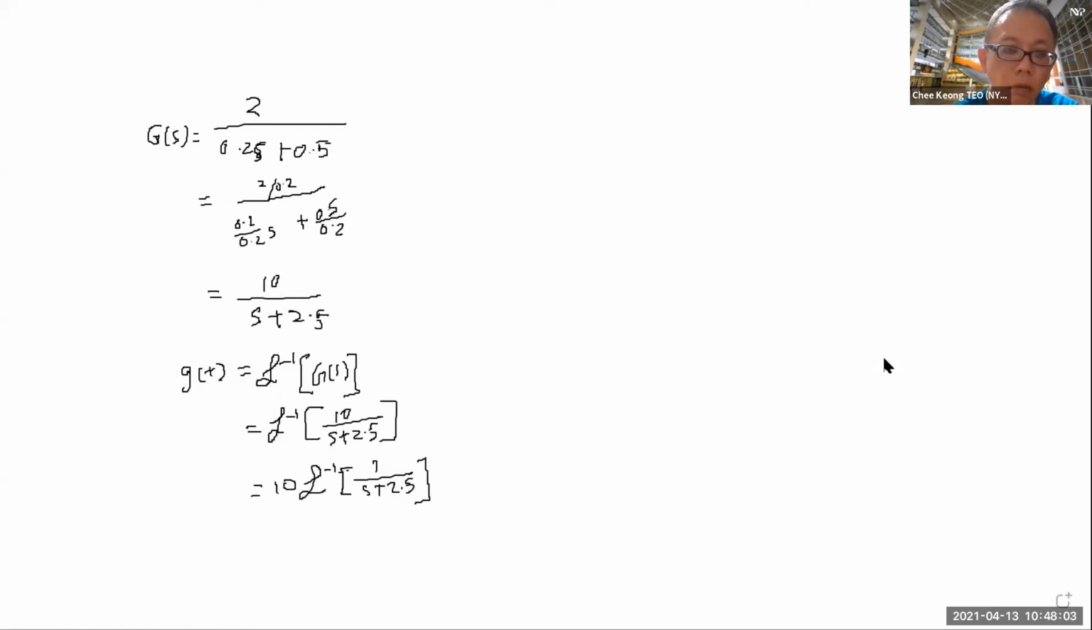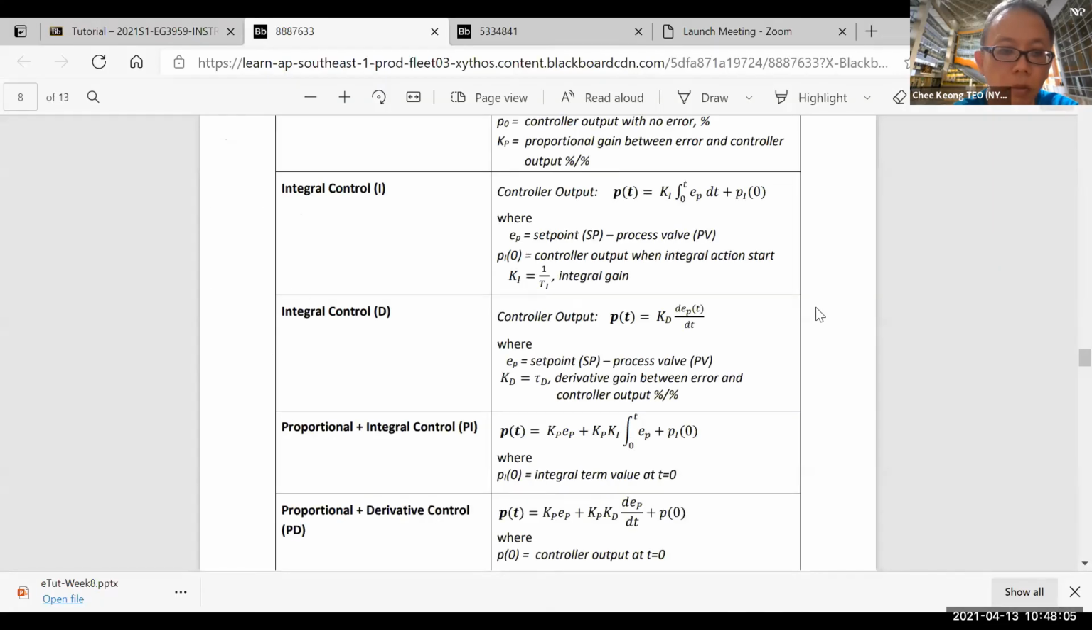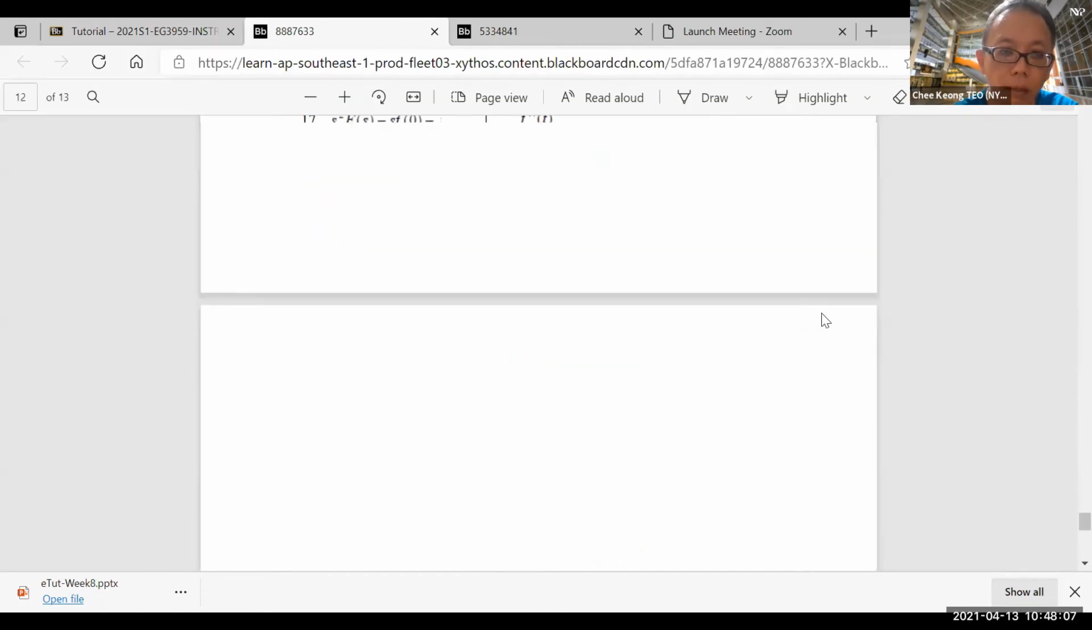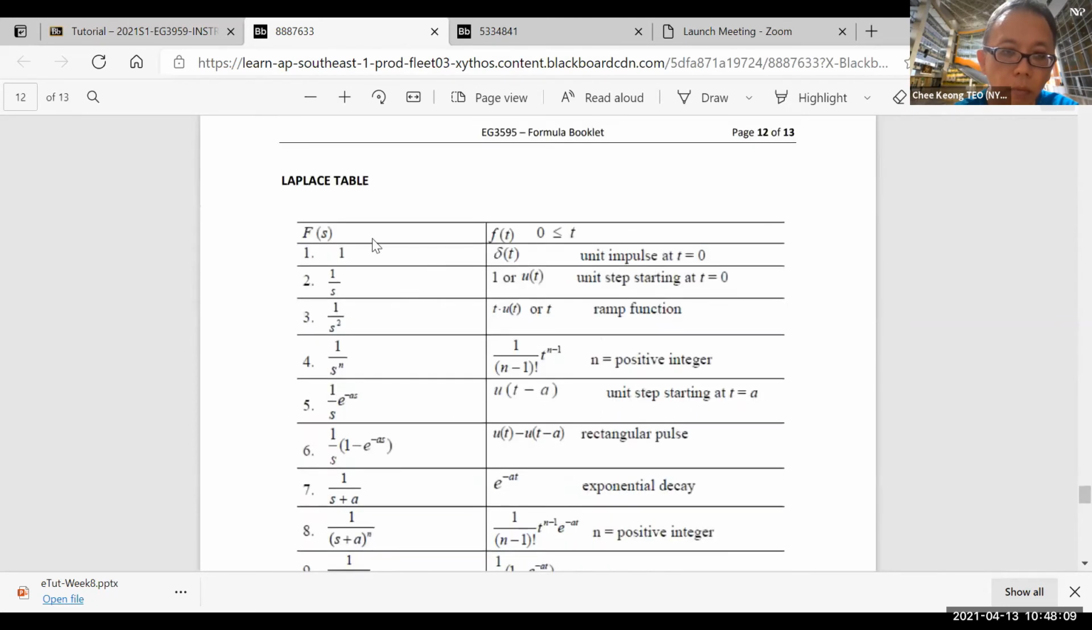Now, this is the formula sheet. If you scroll all the way to the bottom, you see the Laplace table, right? Now, we are moving from Laplace to time domain, right? So we are actually interested in this expression, 1 over s plus a. After converting, you get e to the power minus at, right? So remember this, e to the power minus at.